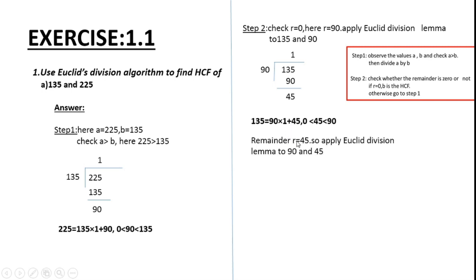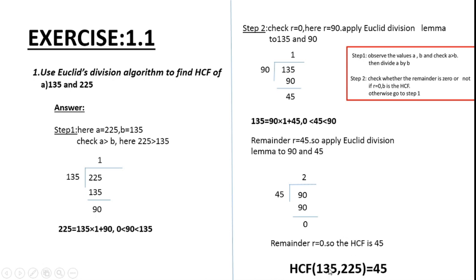Here also the remainder is 45, so again we have to do the division. Now A equals 90 and B equals 45. Divide 90 by 45. 45 times 2 is 90. 90 minus 90 is 0. Now the remainder is 0. If the remainder is 0, B is the HCF. B is 45. So the HCF of 135 and 225 equals 45.